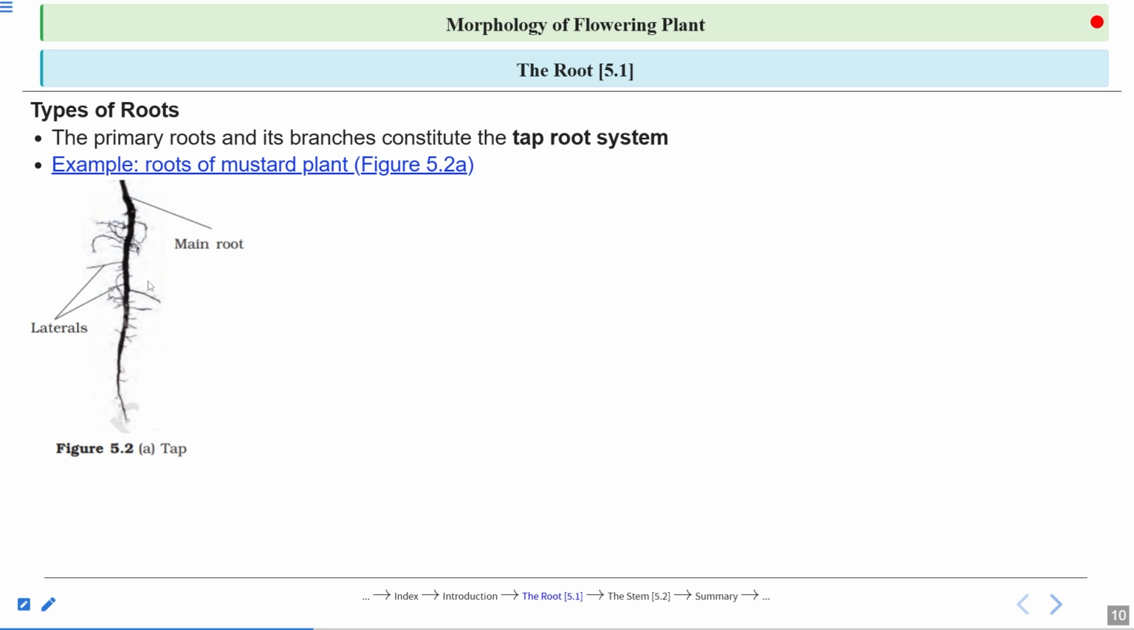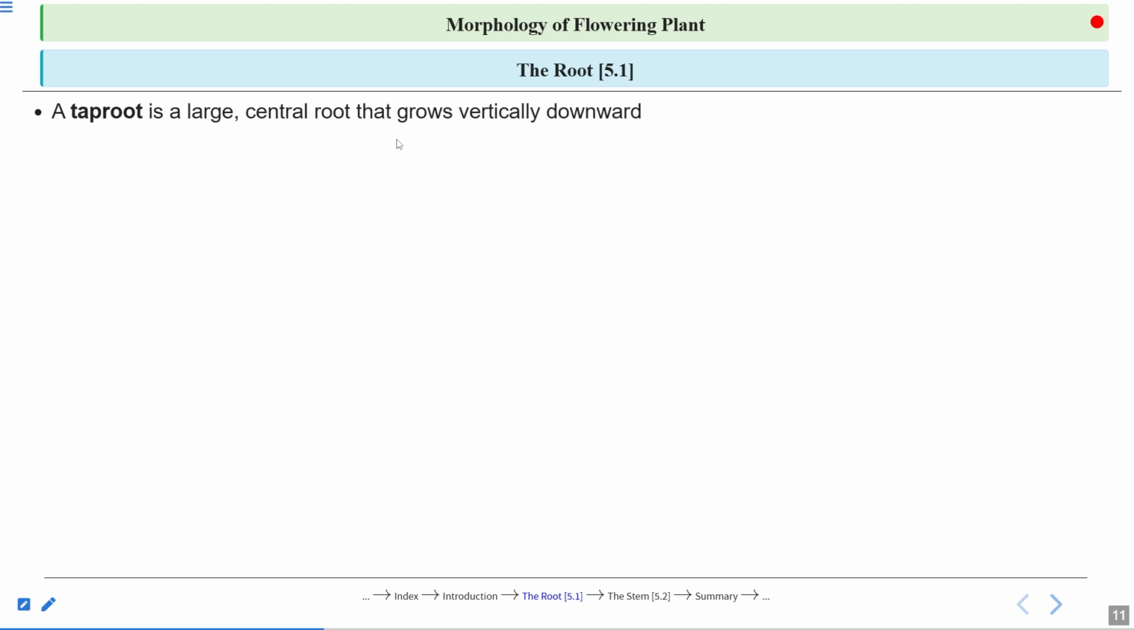So here you can see this is the one main root, and you can see many different roots emerge out. Okay, the first order, and from this also you can see the lateral, the third order root is also coming, right? A tap root is a large central root that grows vertically downward. This tap root always grows downward. It is large, and it is the central root. Central root means that is the main root.